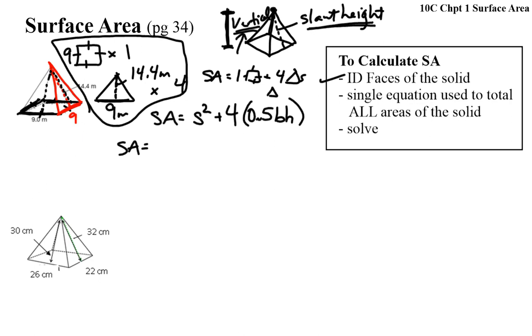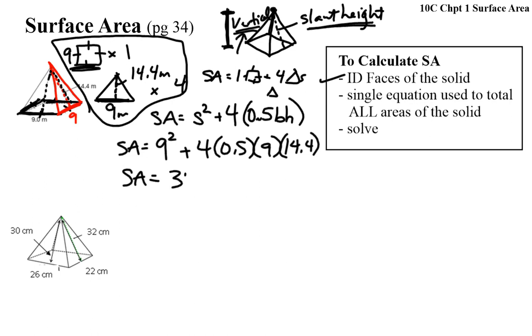My surface area is a square that's 9 by 9, plus 4 triangles, 1/2 times the base of the triangle I can see easily is 9, and the height of my triangle is 14.4. So the organization step makes it very easy to substitute the values in. Do the calculation, and when everything gets done, we end up with a surface area of 340.2 meters squared. Faces, equation, solve.